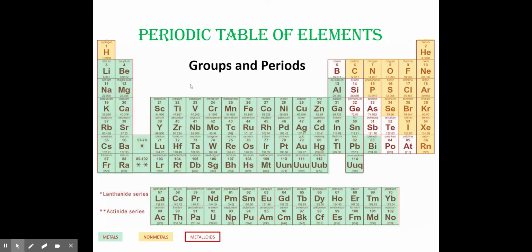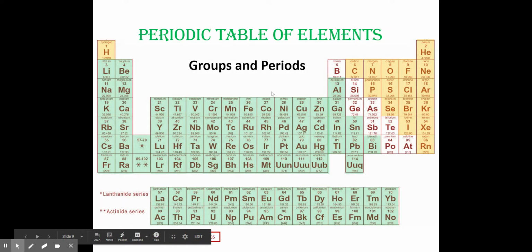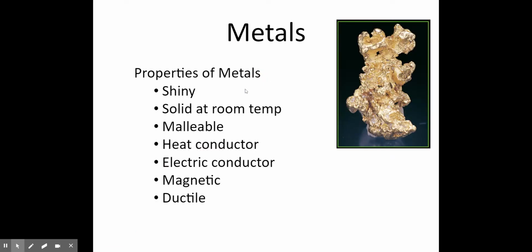Well, it turns out that all of the green ones are metals. Okay, all the green ones are metals. So you'll notice that we have a whole lot more metal on the periodic table than non-metals. Properties of metals include they're shiny, solid at room temperature, malleable, heat conductors, electric conductors, magnetic, and ductile. Now, ductile is one that a lot of us don't understand. That means it can be stretched into thin wires, which is really important because we use copper wire for electricity and so on.